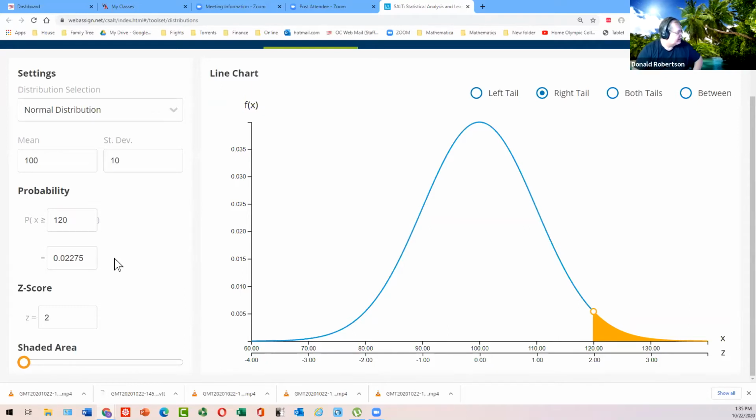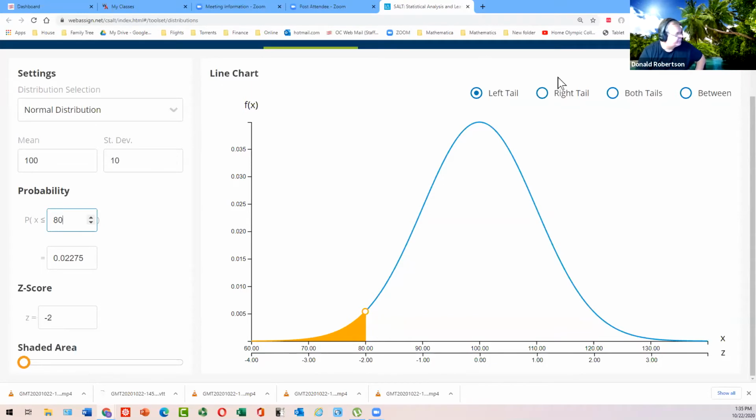Let's do a less than, right? Well, if you want to do a less than, you hit that button. And now this number changes, and I want to know less than 80. And the answer happens to be 0.023.